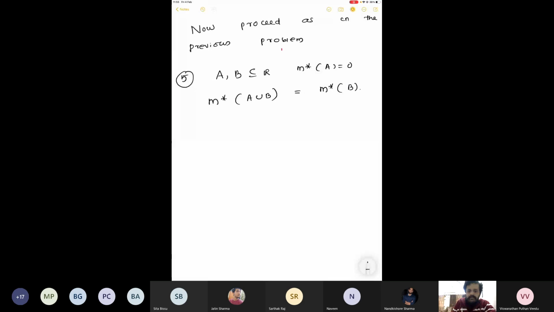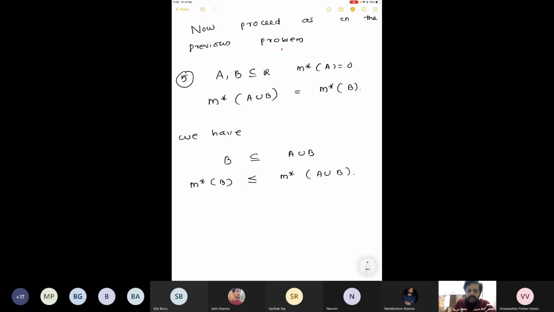Yeah, this was the problem that we were trying to solve. That is quite straightforward. m star of A union B will be the same as m star of B, which is as per our intuition. If you adjoin a set whose measure is 0, the total measure will be the same as the original measure. Just apply the monotonicity. We have B is contained in A union B. So one-way inequality is trivially true. m star of B is less than or equal to m star of A union B.